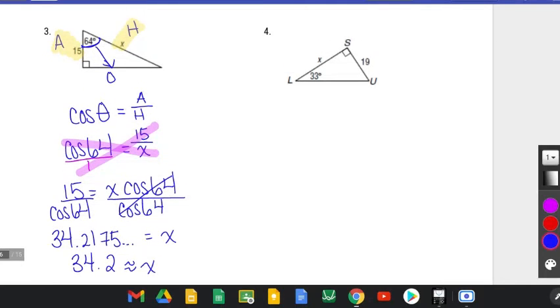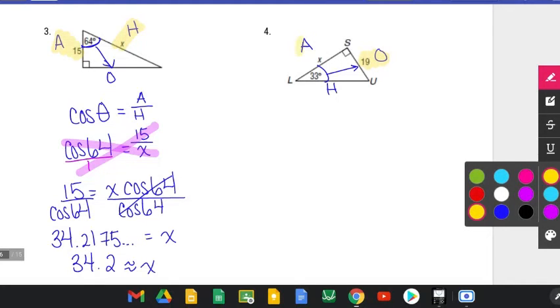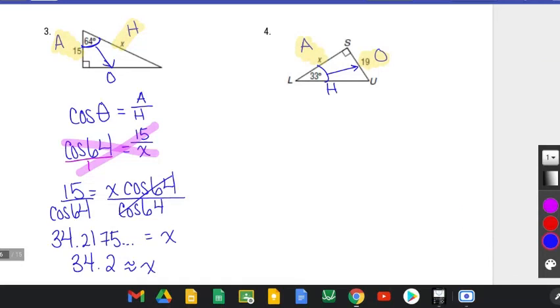And lastly, opposite, adjacent, hypotenuse. Pay attention because in this question, notice that my hypotenuse is on the bottom of that triangle. My O and A are labeled this time, which means that I need to use the tangent function. The tangent of theta is equal to O over A. Tangent of my angle is 19 over x.